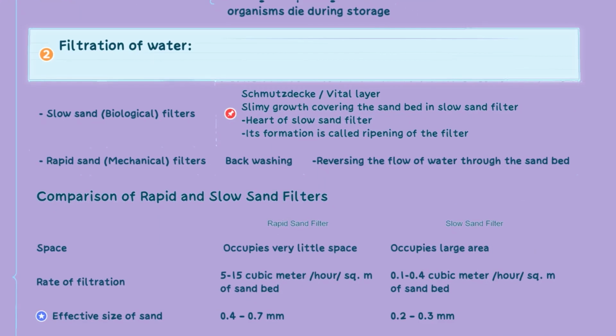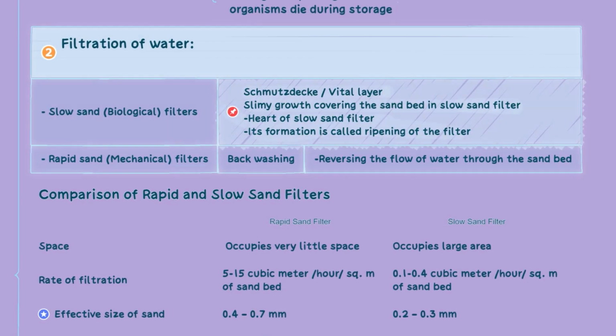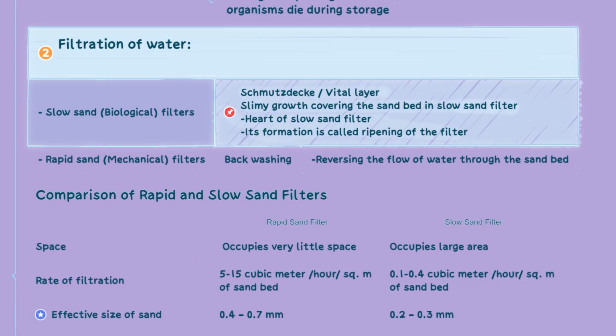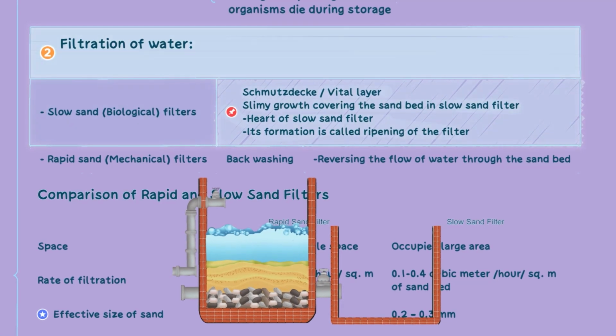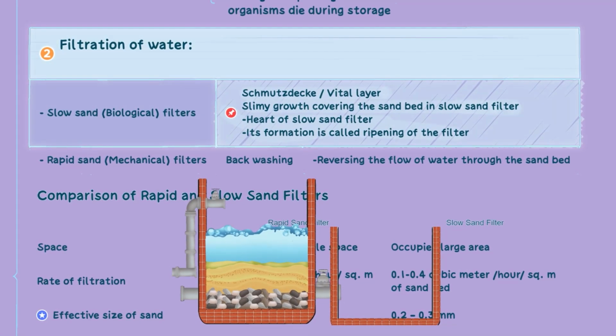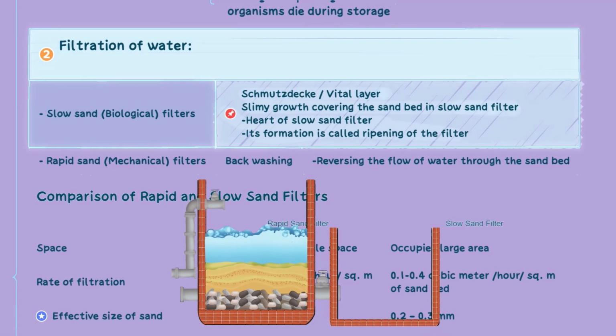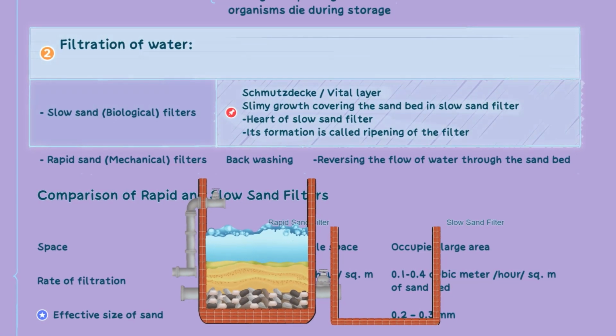The next method, filtration of water, can be achieved by the use of slow or rapid sand filters. Slow sand filters consist of a bed of sand with a slimy growth layer called the Schmutzdecker or vital layer. The water passes through this layer, which acts as a biological filter, removing impurities.